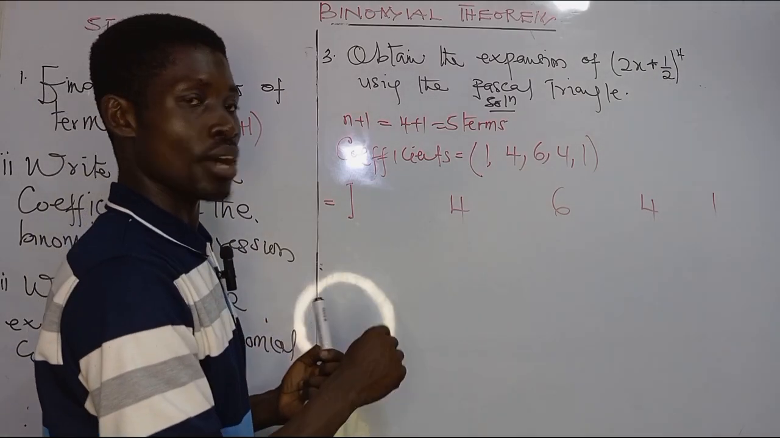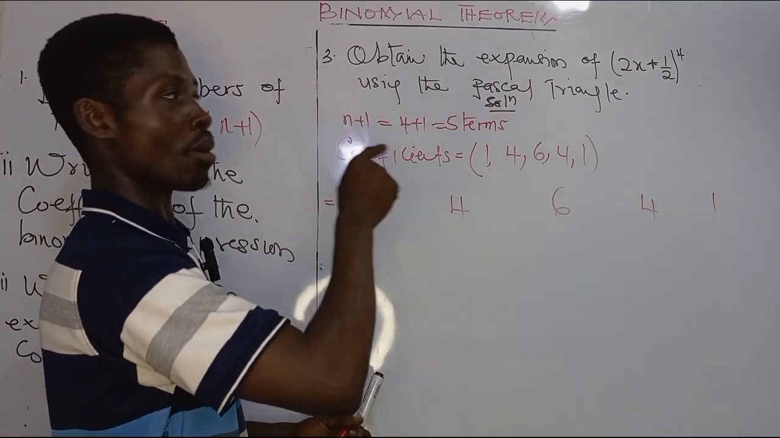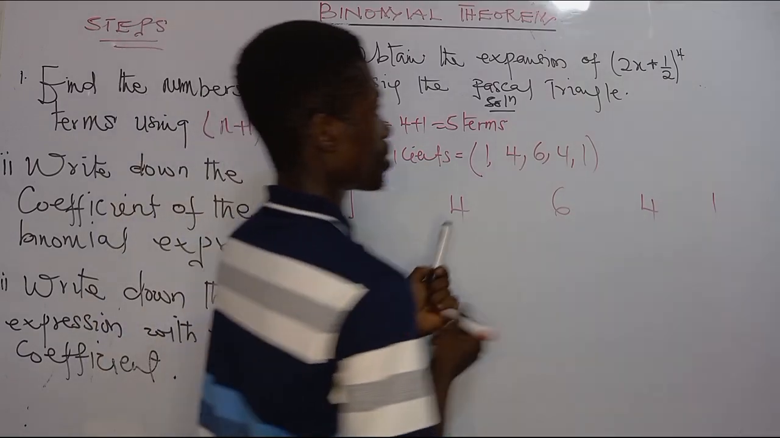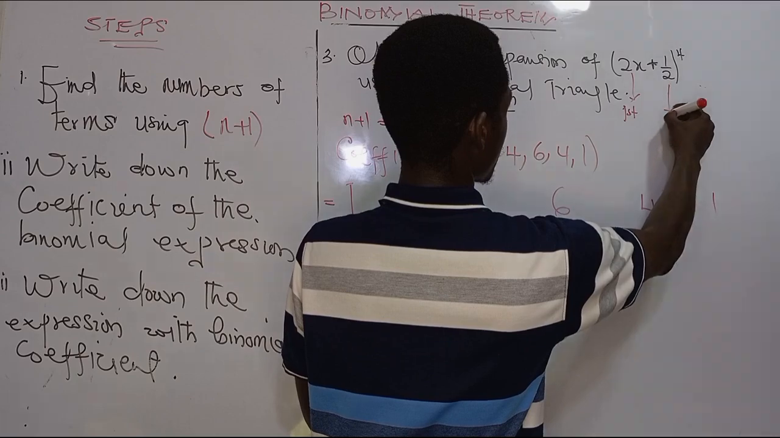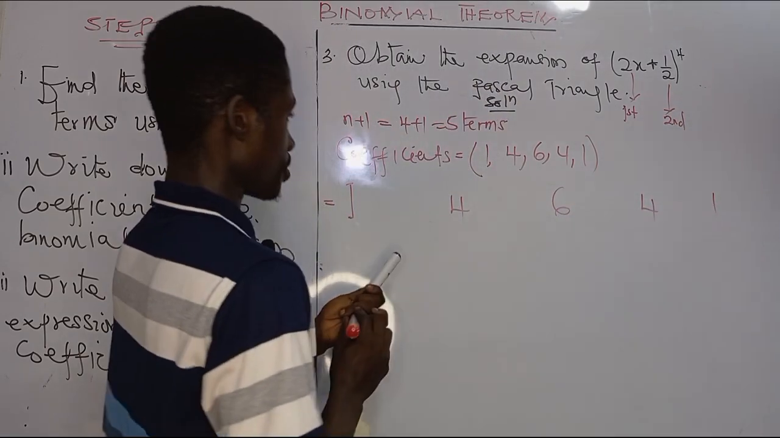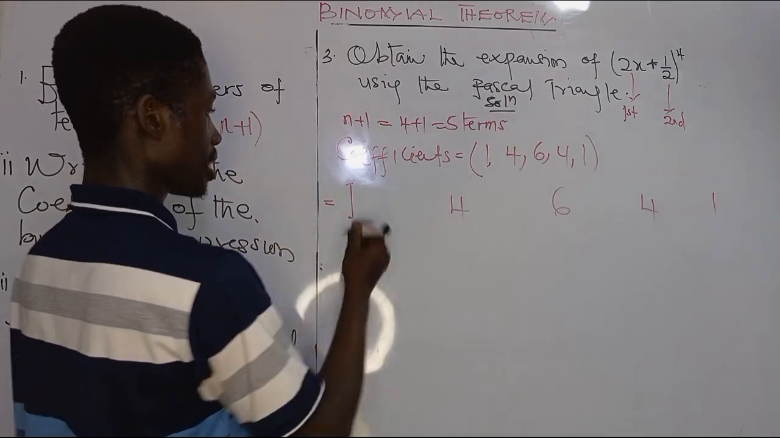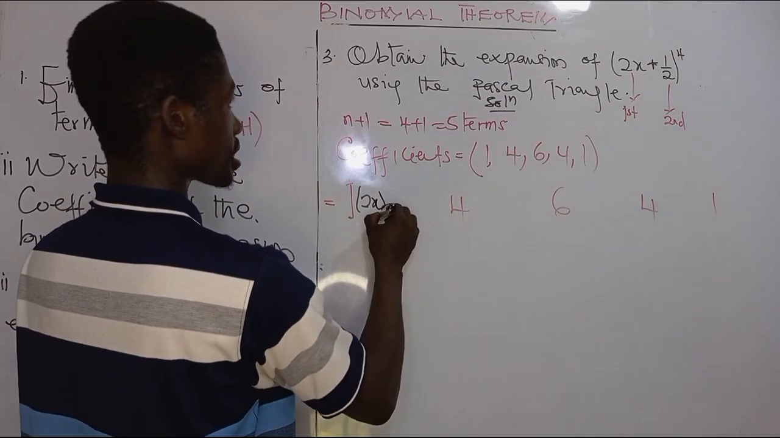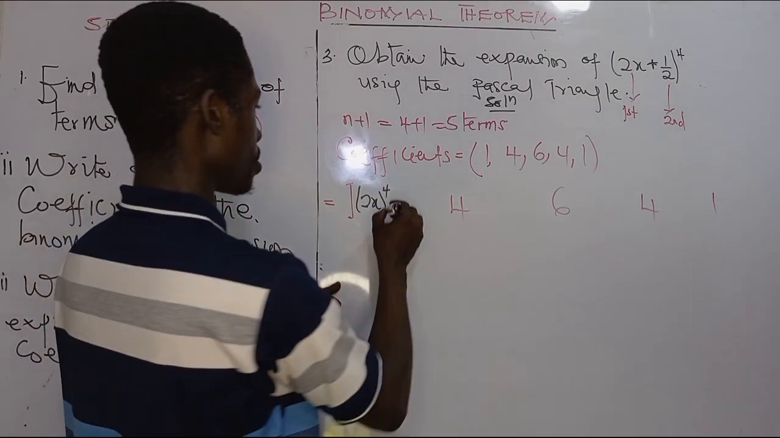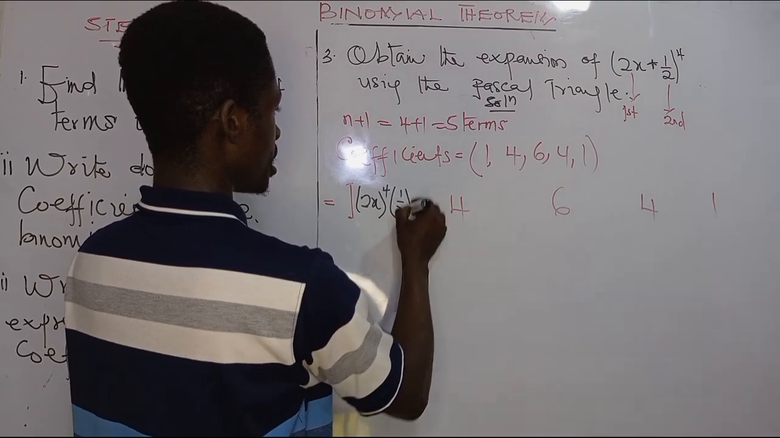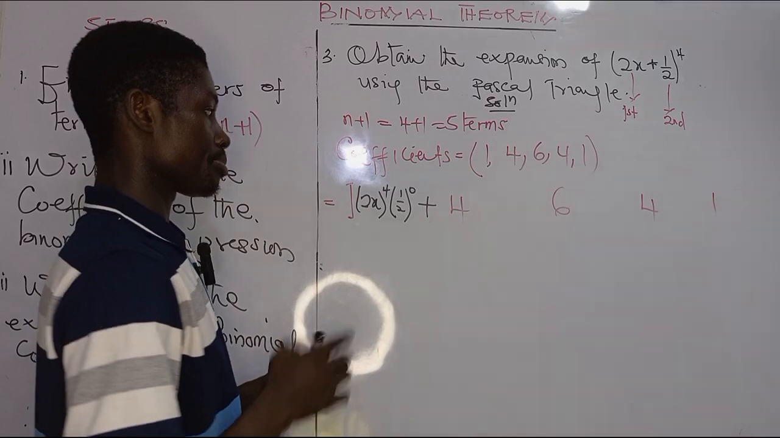So as I said earlier on, the first term always carries the whole power of the binomial expression. And we know that this is the first term, and this is the second term. So the first term carries the whole power of the binomial expression. So we have 2x raised to the power 4, while the second term, 1 over 2, takes the power of 0. Then after that, we bring our addition sign.